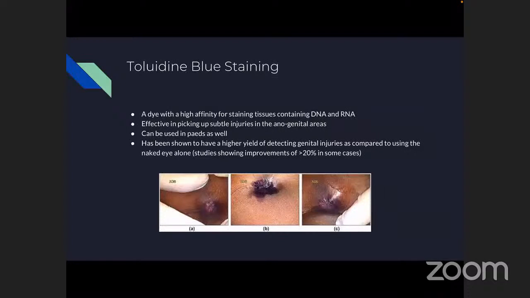Toluidine blue is a dye with a high affinity for staining tissues containing DNA and RNA, which is effective in picking up subtle injuries in the anogenital areas, which is a great help in pediatric cases as well. It's been shown to have a higher yield, more than 20% in some cases, of detecting genital injuries as compared to just using the naked eye.